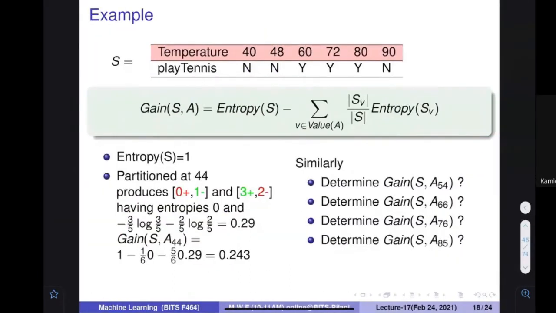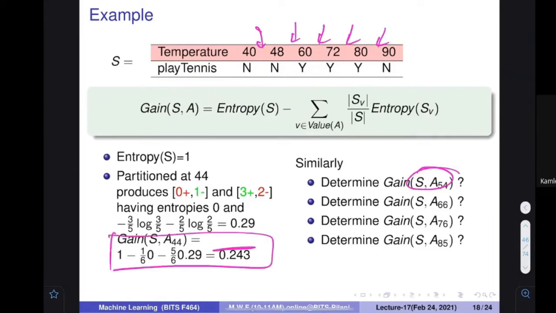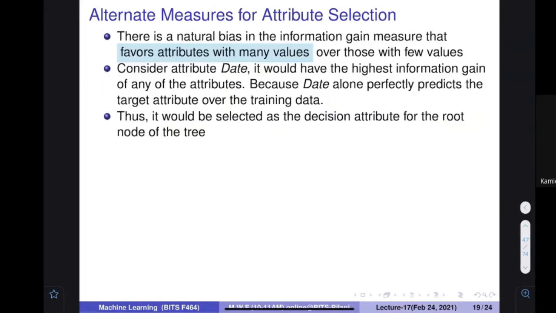So there are multiple places you can split. You can split here, here, here. If you do it in a similar way for all the places and find the entropy, the split that maximizes this value, you can take it as a separator for these kinds of values. So this is an example.